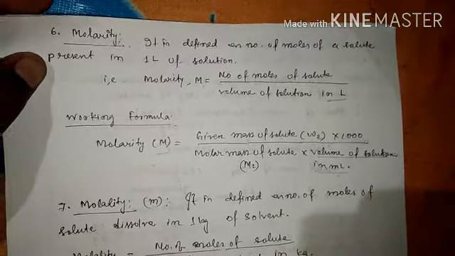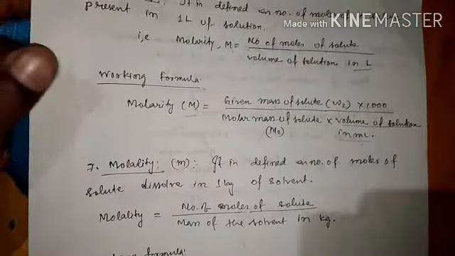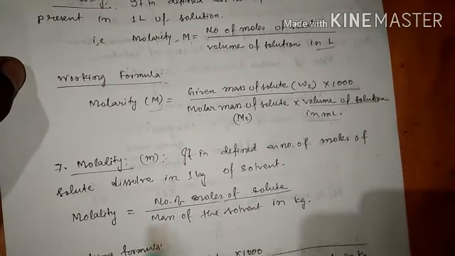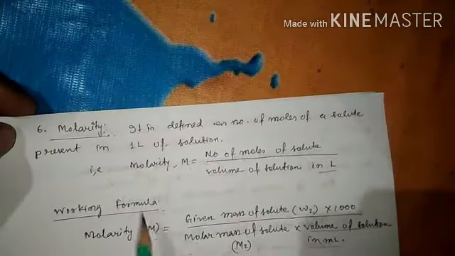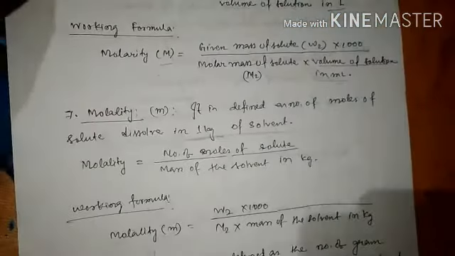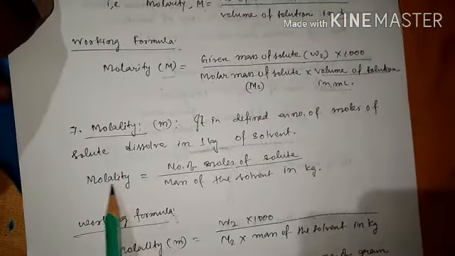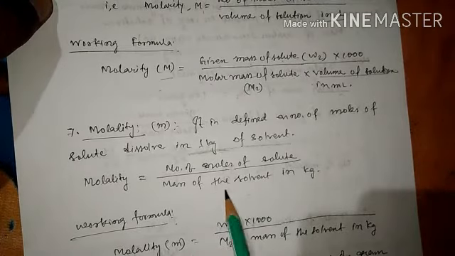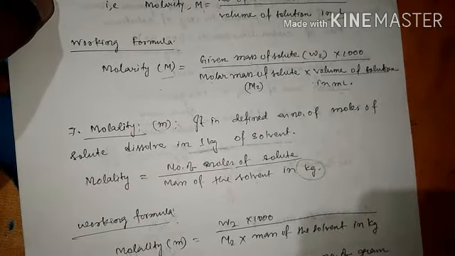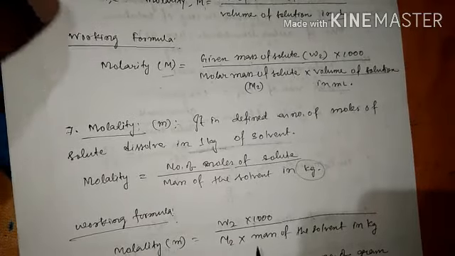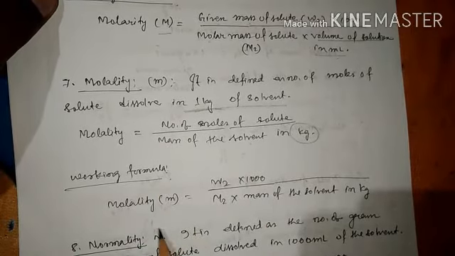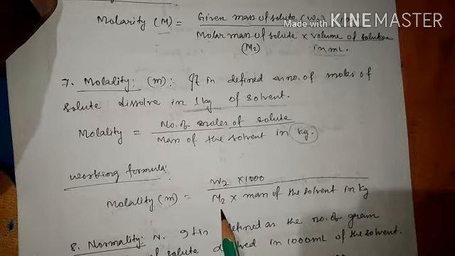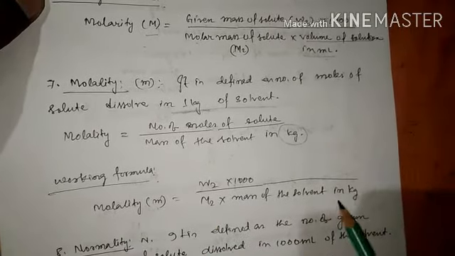Okay. Next is the molality. Molality is denoted by small m. It is defined as the number of moles of solute dissolved in 1 kg of solvent. 1 kg here, but for molarity it is 1 liter. Rest are the same. Molality is defined as the number of moles of solute by the mass of the solvent in kg. You have to use kg, not ml. What is the working formula? The working formula is the same as molarity: m equals W2 into 1000 divided by M2 into the mass of the solvent in g.